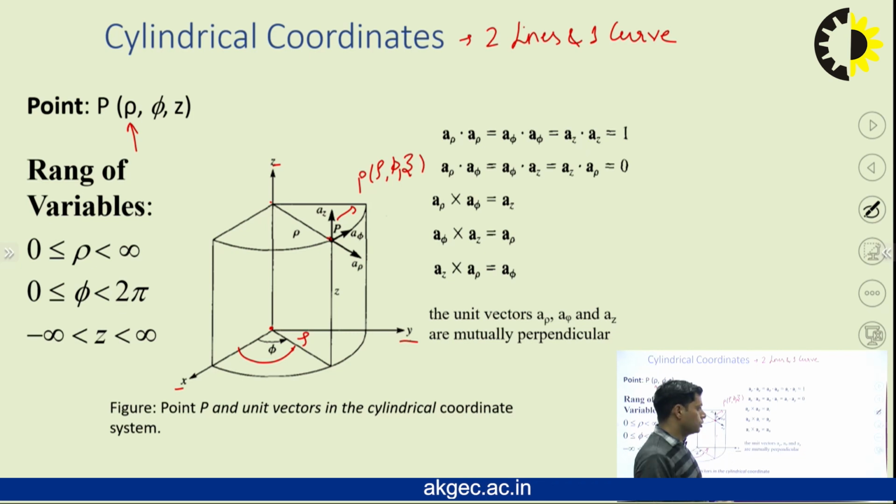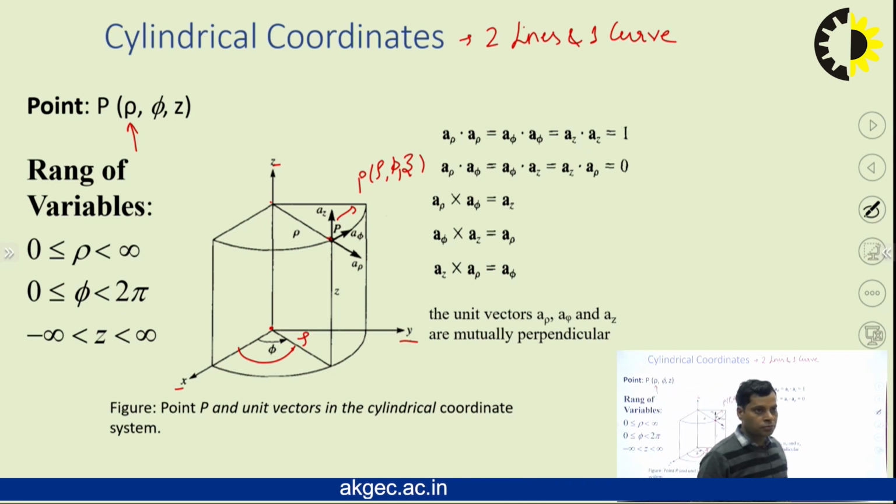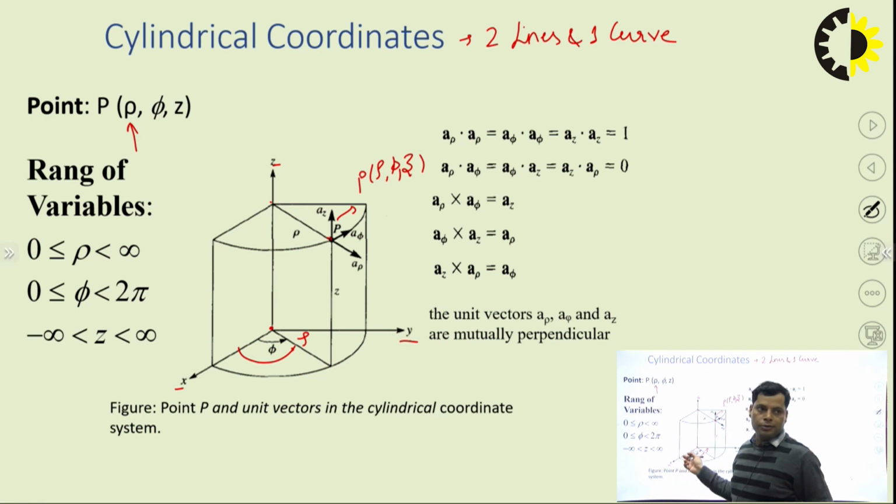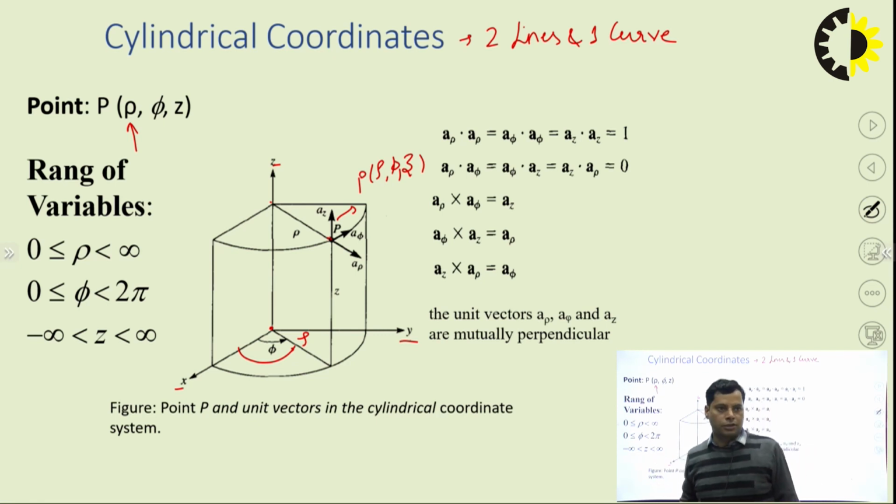These are the ranges of the variables in this coordinate system. Rho varies from 0 to infinity, meaning from the origin to any value. Phi, to make a cylinder, goes from 0 to 2 pi, and z is the same as in the Cartesian system, so it is from minus infinity to plus infinity.